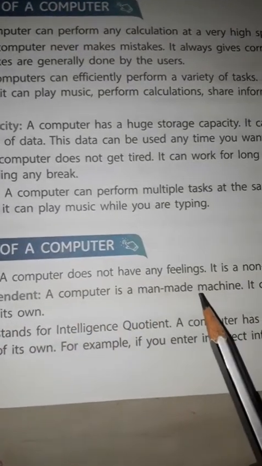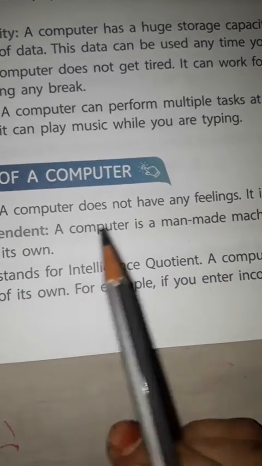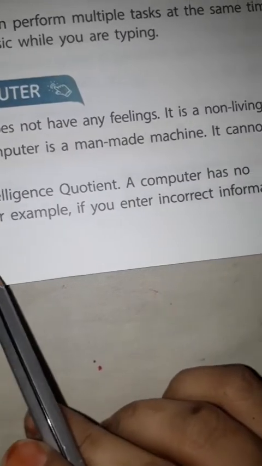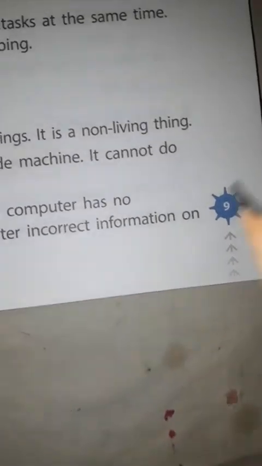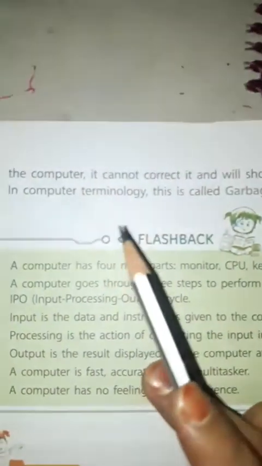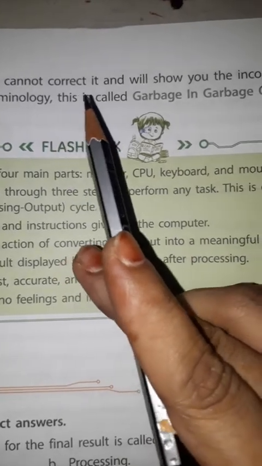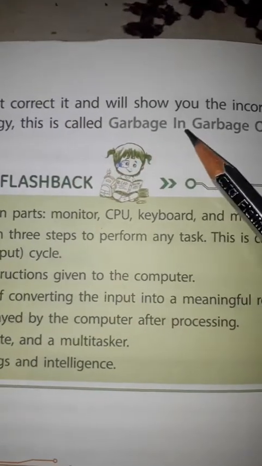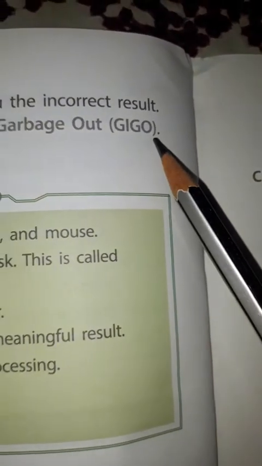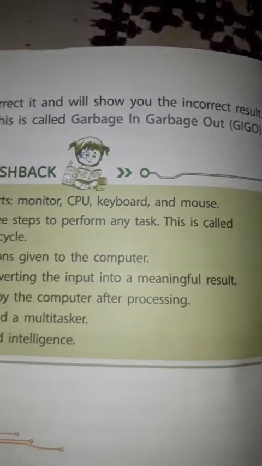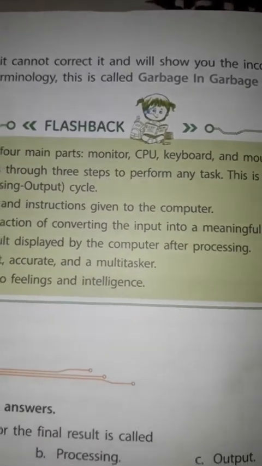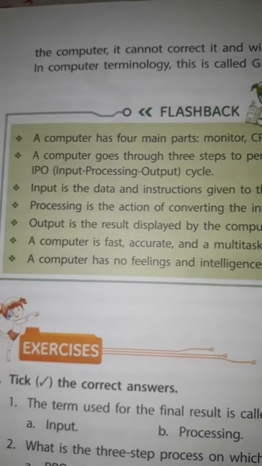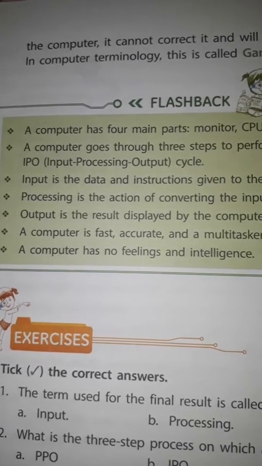Human dependent. A computer is a man-made machine. It cannot do anything on its own. Zero IQ. IQ stands for intelligence quotient. A computer has no intelligence of its own. For example, if you enter incorrect information on the computer, it cannot correct it and will show you the incorrect result. In computer terminology, this is called garbage in, garbage out. GIGO. The full form of GIGO is garbage in, garbage out. Children, if you enter incorrect information, the result will be incorrect also, because the computer has zero IQ. It is the sense in a human, but not in a computer. It has no feelings.